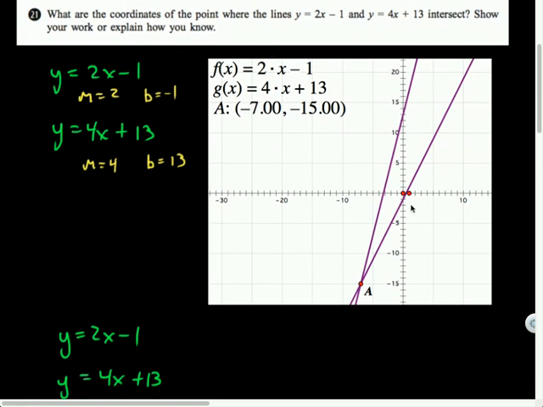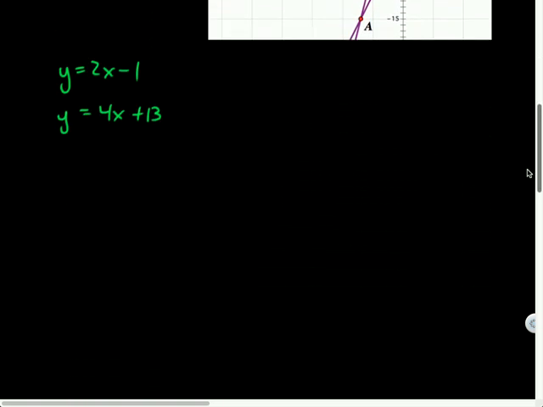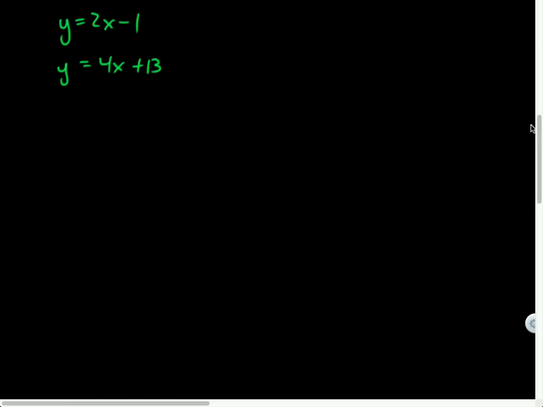If this was, for instance, a word problem, and each of these lines represented the costs of 2 different cell phone companies, I could get a visual understanding of, okay, if my minutes are less than this is when this company's cheaper, and if my minutes were more than this, that's when that company's cheaper, or whatever. But we're just looking for the intersection here.